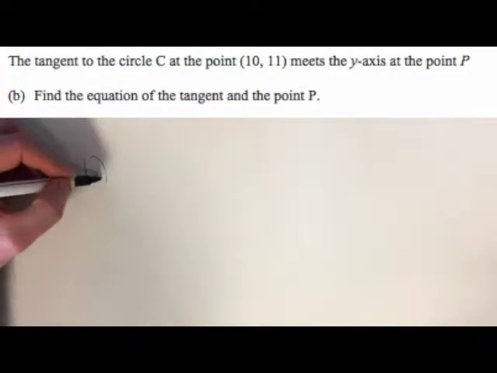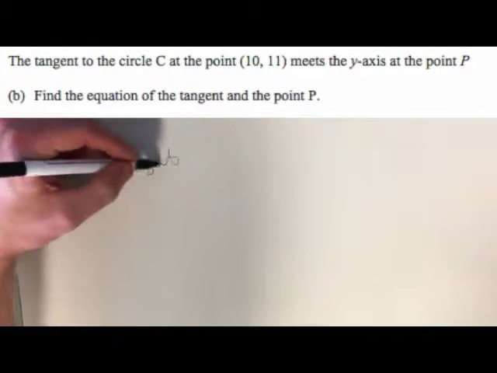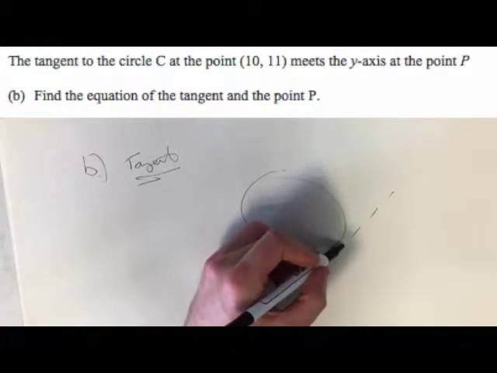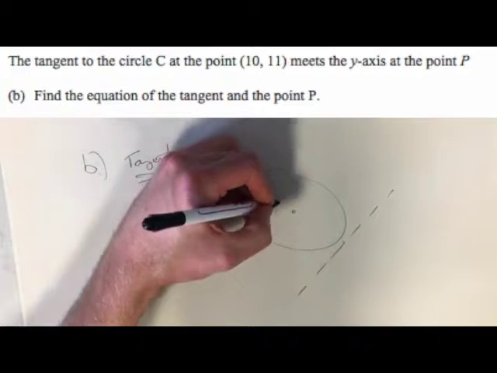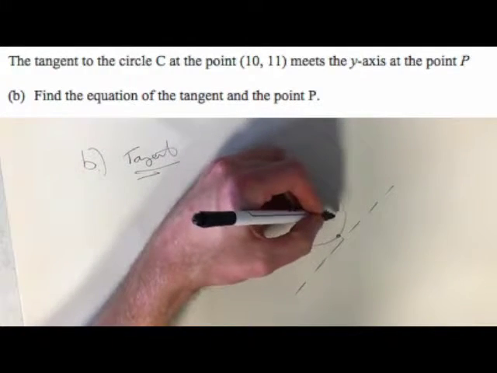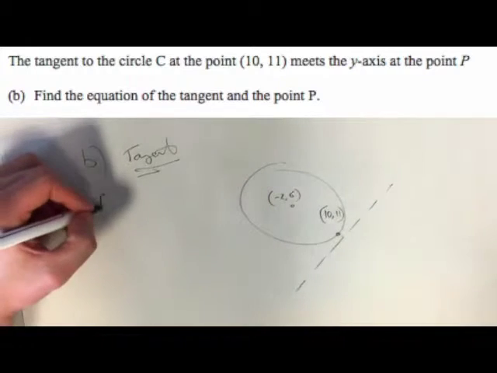Next bit, find the equation of the tangent at the point, and the point P. Point P is where the tangent meets the y-axis. So I've drawn my circle again with a tangent there. We've got the same centre and the same point on the circumference.